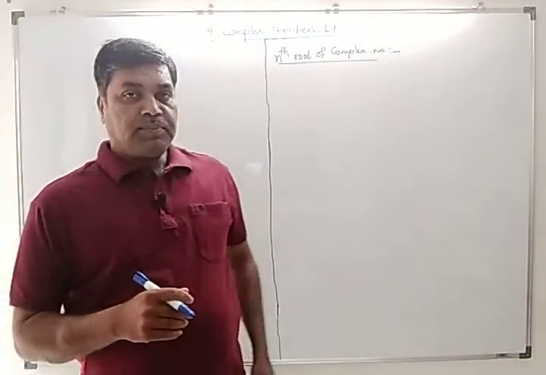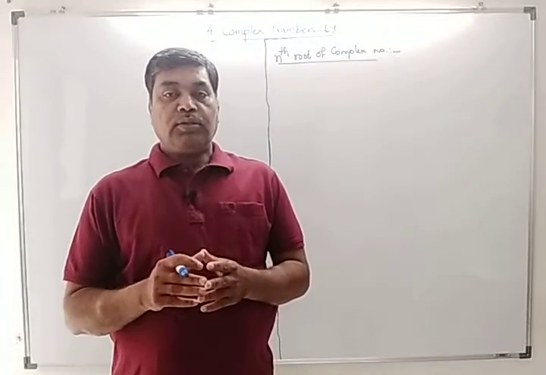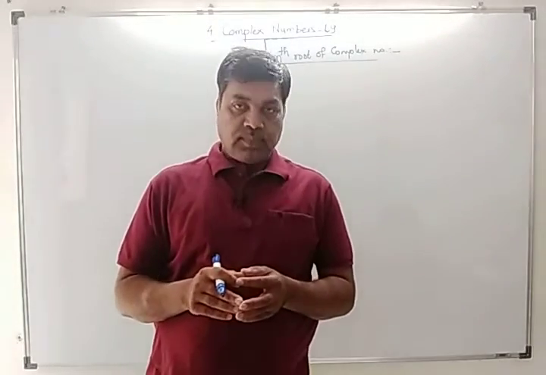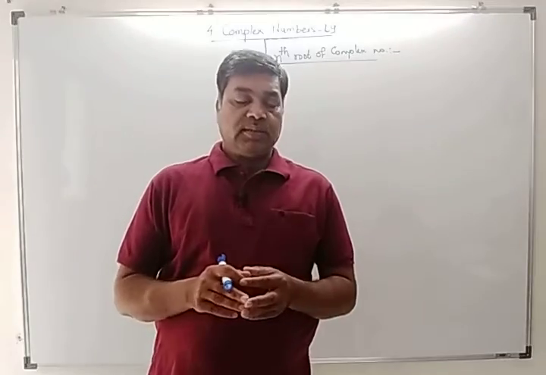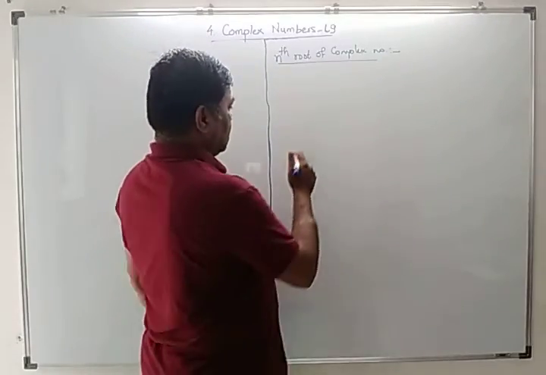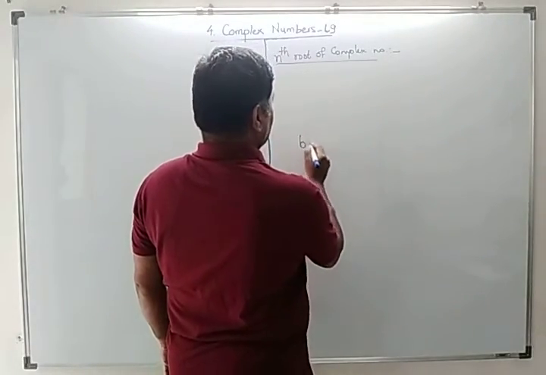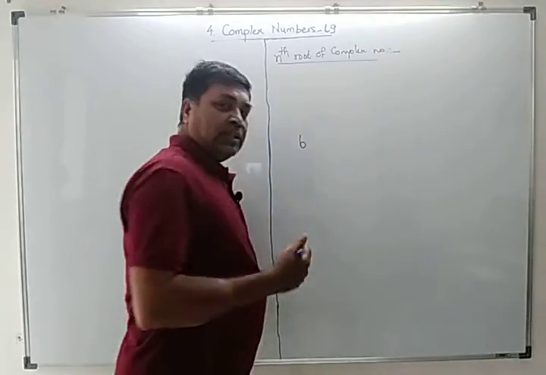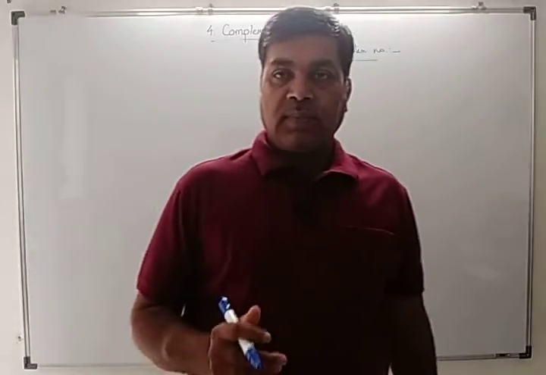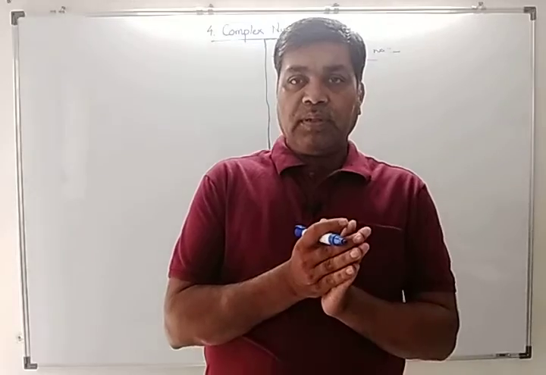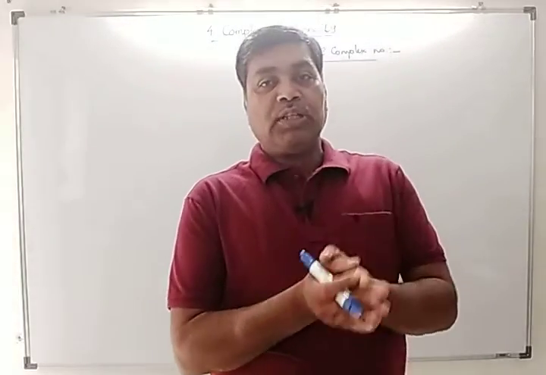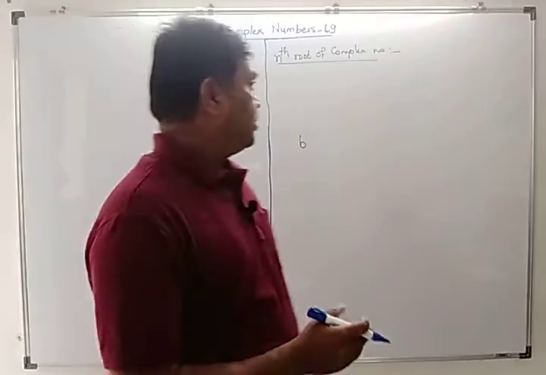Today we will study the concept of nth root of a complex number. We are familiar that b is an nth root of a if b raised to n is equal to a. b is a square root of a if b square is equal to a.